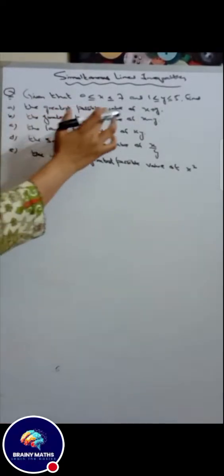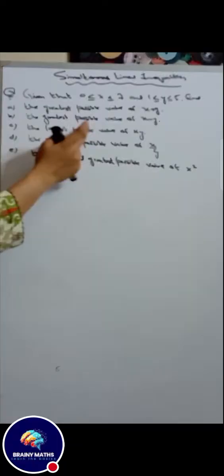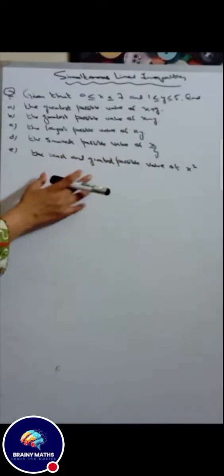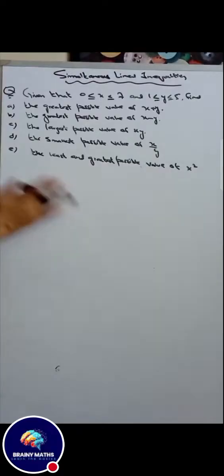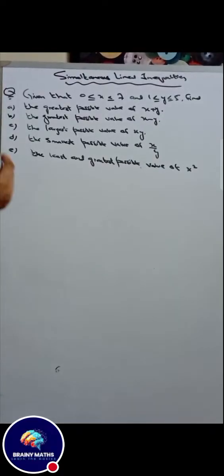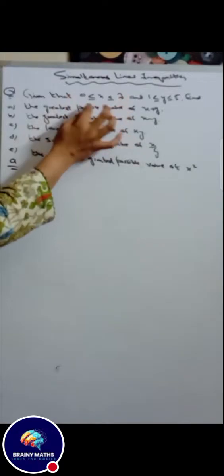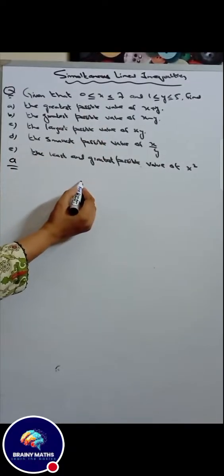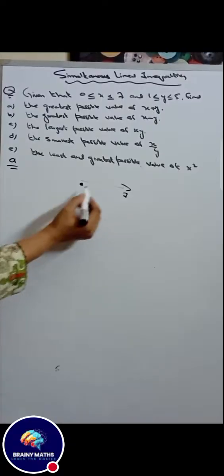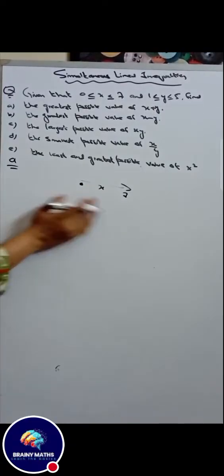Number 1, the greatest possible value of x plus y, the greatest possible value of x minus y, the largest possible value of xy, the smallest possible value of x by y, and the least and greatest possible value of x square. So let's begin. First is part 1. We have to find the greatest possible value of x plus y. As you know, they have given us two ranges, 0 to 7 and 1 to 5. Here, the range of x is 0 to 7.